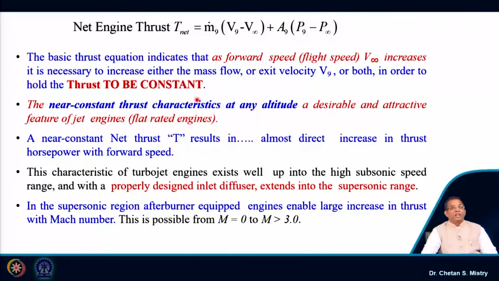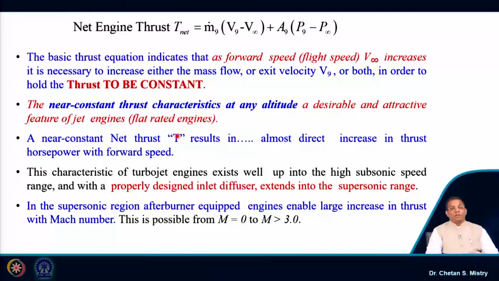Now, this near constant thrust characteristic at any altitude is a desirable condition. We can say it is a flat rated configuration for the jet engines. When we are flying at this near constant thrust condition, the higher thrust power is required for the forward speed. Under that condition, my aircraft will be flying with the turbojet engine at very high subsonic speed.